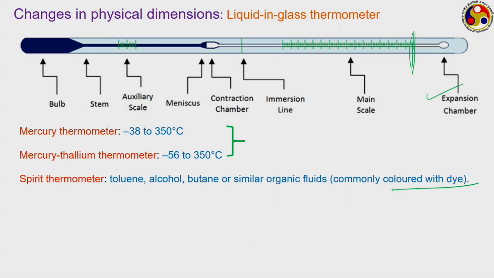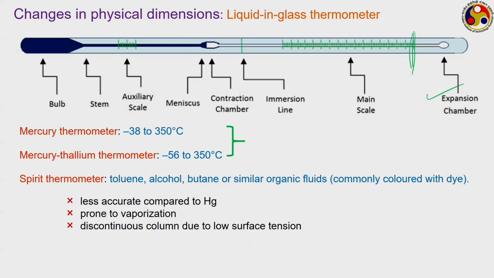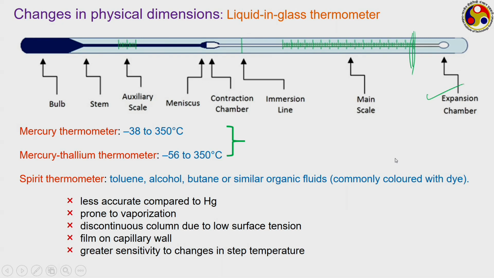The spirit thermometer has several disadvantages. Before we talk about its advantages, we should mention the disadvantages: it is definitely less accurate compared to mercury, and prone to vaporization because they have a lower boiling temperature. Their surface tension is low, and that is why we may have a discontinuous liquid column, thereby giving a wrong reading. They can form a film on the capillary while coming down, and they also have a greater sensitivity to changes in stem temperature.